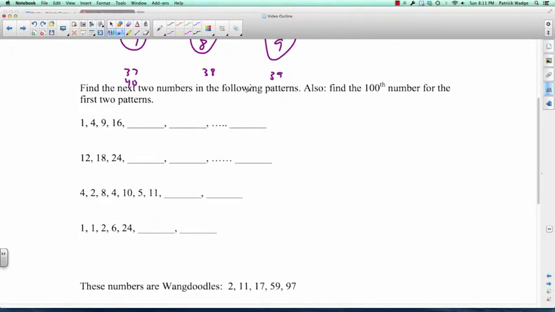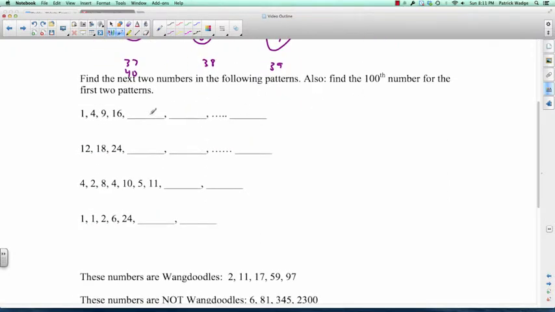Find the next two numbers in the following patterns. Also, find the 100th number for the first two patterns. So just for the first two, you also have to find the 100th. Okay, so let's take a look at these numbers, 1, 4, 9, 16. Usually what people look at is, well, what would you add to 1 to get 4? You add 3, and then you add 5, and then you add 7.